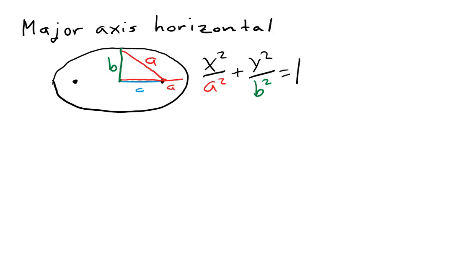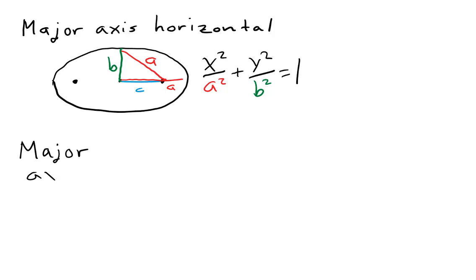The denominator under the x squared term is a squared. That's the square of the distance from the center to the end of the major axis, the horizontal axis. Under the x term is a denominator that gives the horizontal dimension. Similarly, under the y squared we see b squared, which gives the vertical dimension from the center to the vertex at the top of the ellipse.